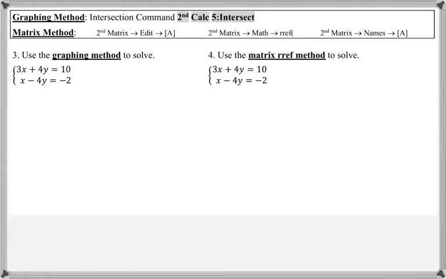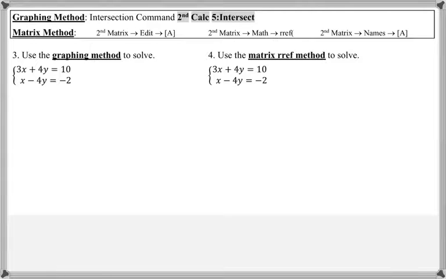For question number 3, I'm solving the same system of equations that I was solving before. I'm just using the graphing method now, and I'm going to use the calculator for this. So I want to enter these equations into the y equals command, but in order to do that I need to isolate for y in both of them.